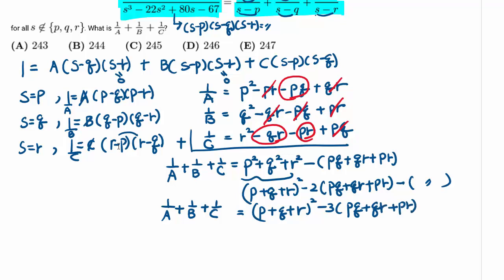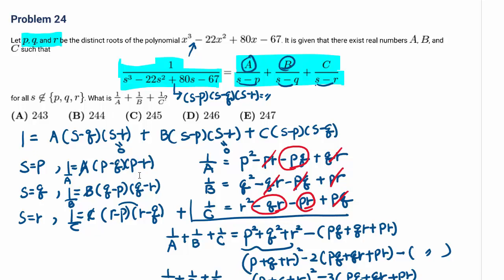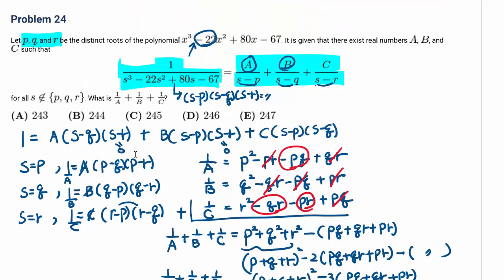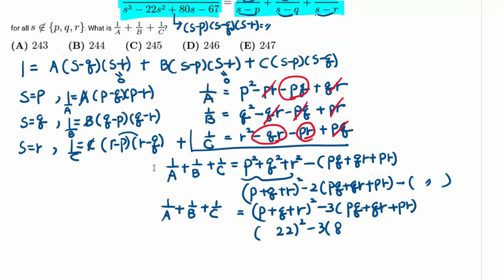What is the sum of the roots, p plus q plus r? It is negative b over 1, so p plus q plus r is 22, and that is 22 square. Now the sum of the products of two roots is 80 over 1, that's the 80. That is Vieta's formula. Do you remember?